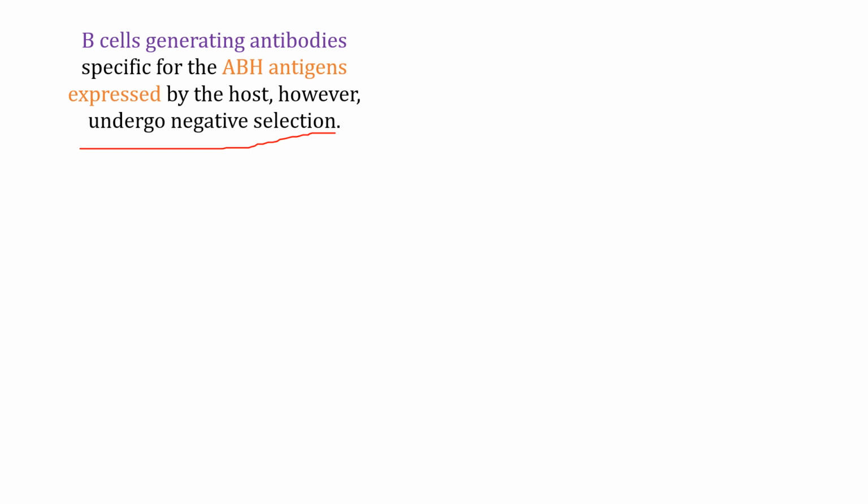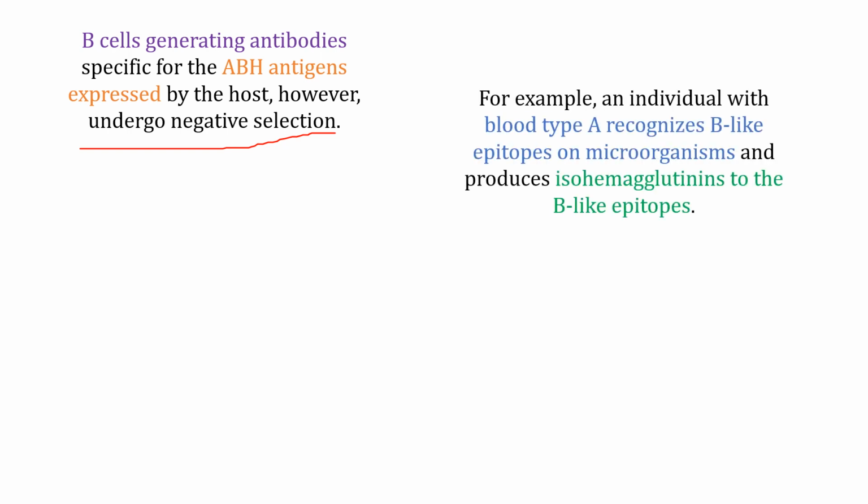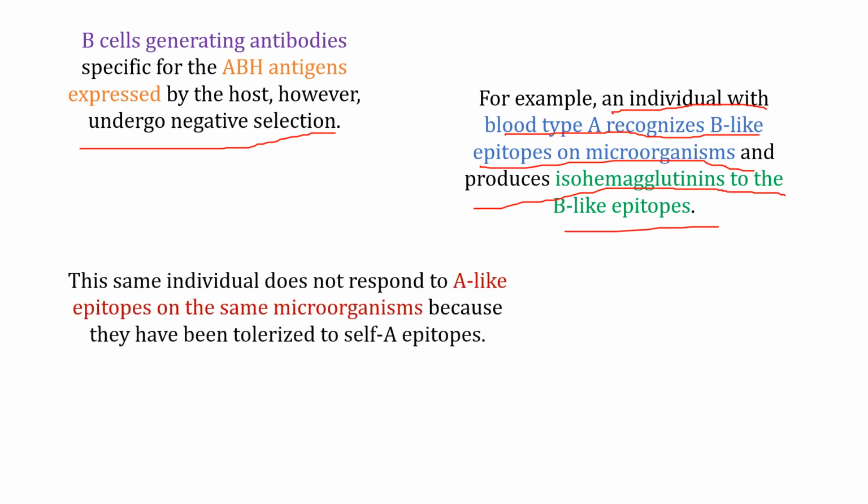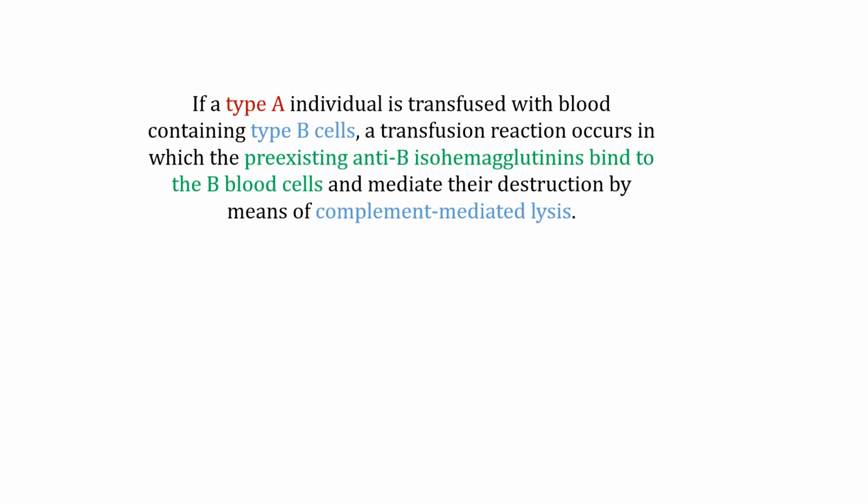Okay, let's break it down with a simple example. An individual with blood type A recognizes the B-like epitope on a microorganism and produces antibody to the B-like epitopes. The same individual does not respond to A-like epitopes on the same microorganism because they have been tolerized to self A epitope. Okay, this is what I have discussed.